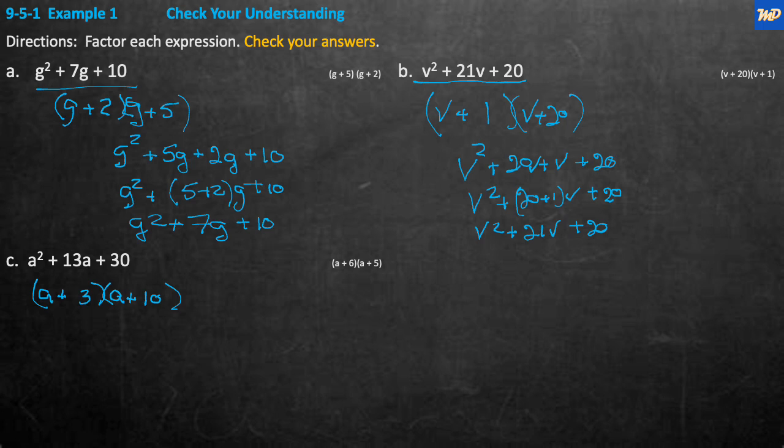So now, what do we have to do? Let's check it. To check it, we're going to say our first is a squared, plus outer 10a, plus inner 3a, plus 3 times 10, 30. Now, without going through the distributive property, I think we can go straight to adding 3a and 10a and get 13a. So a squared plus 13a plus 30. Done.